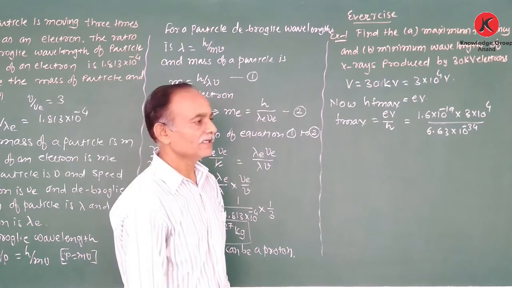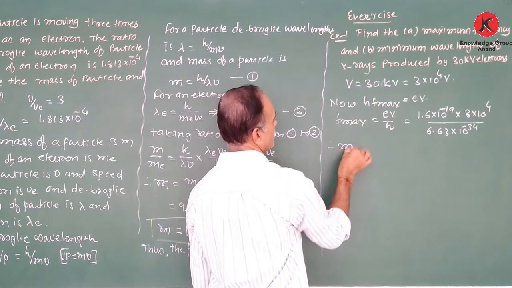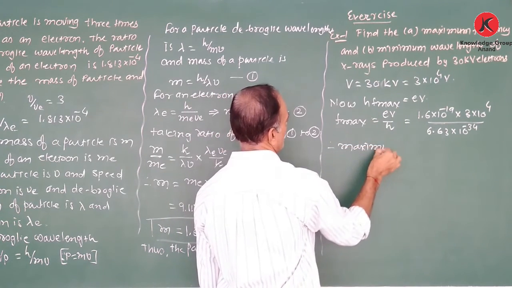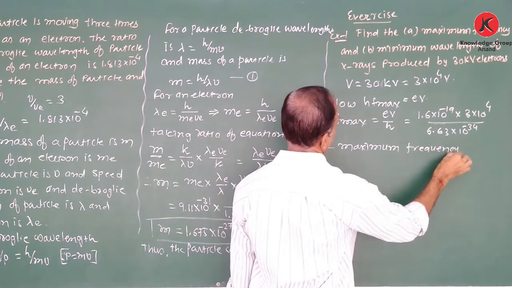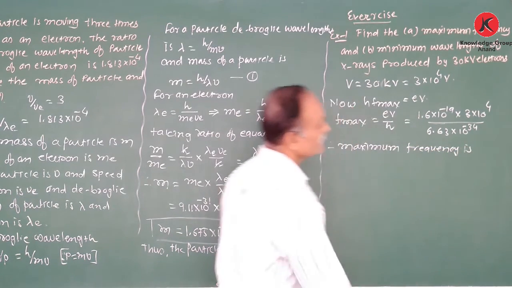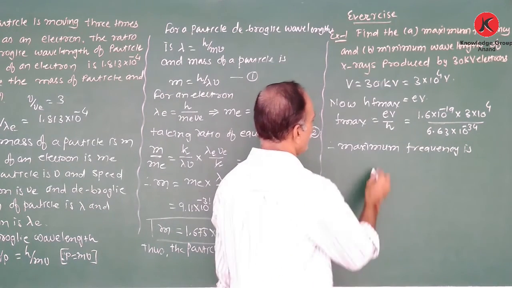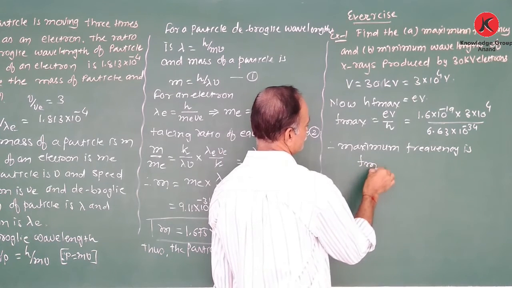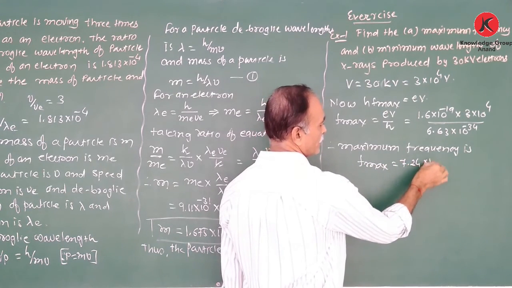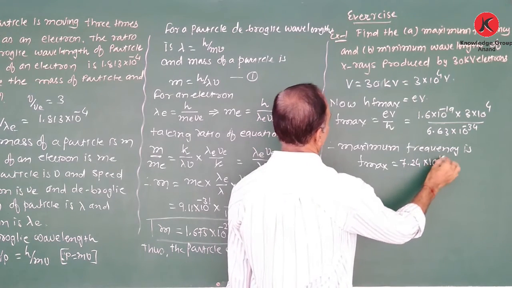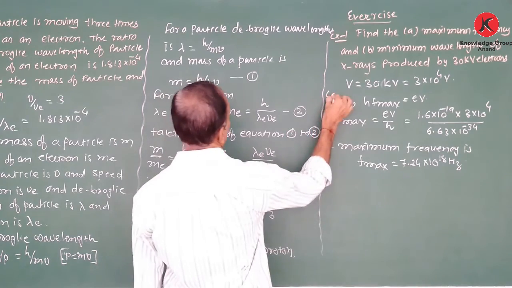As we calculate, we obtain the maximum frequency. The maximum frequency of the X-rays is 7.24 into 10 raised to 18 hertz. That is our first answer.